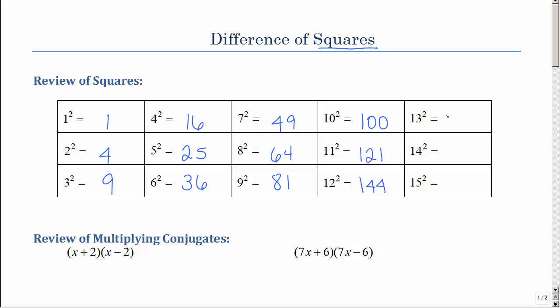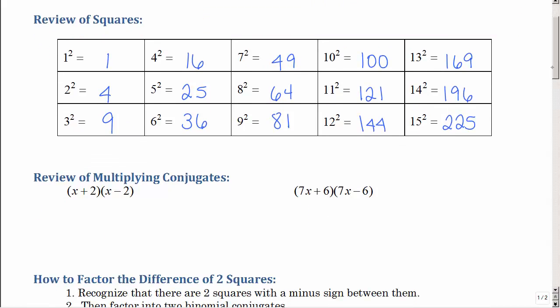13 squared is 169. 14 squared is 196. And 15 squared is 225. And I'll be honest with you, we'll try to keep with the smaller numbers, but these are some common squares that you're going to see. You should try to familiarize yourself with them.